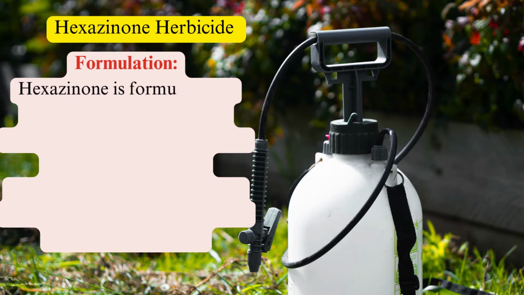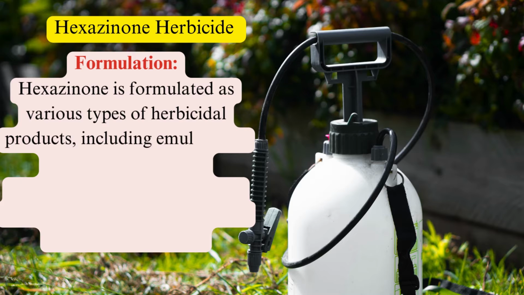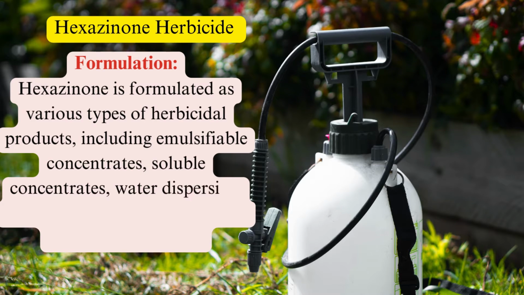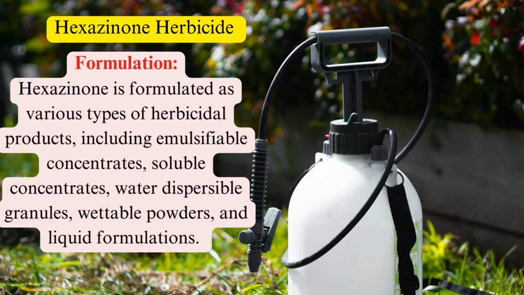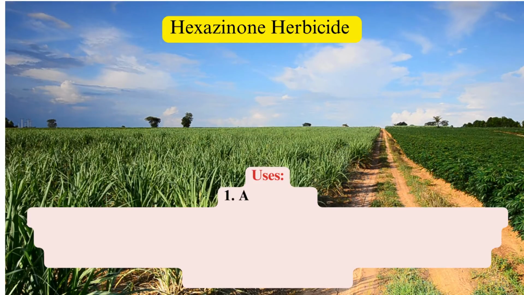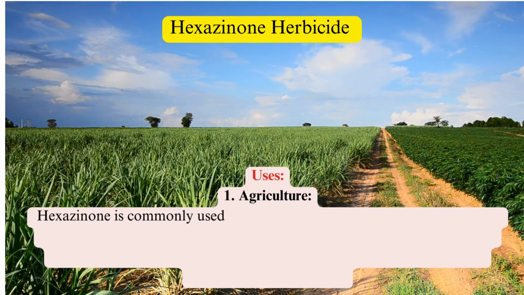Formulation. Hexazinone is formulated as various types of herbicidal products, including emulsifiable concentrates, soluble concentrates, water-dispersible granules, wettable powders, and liquid formulations.